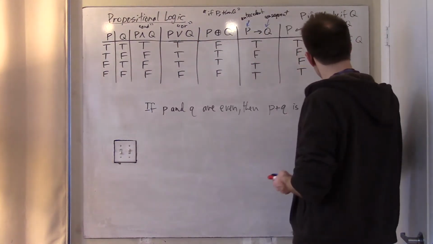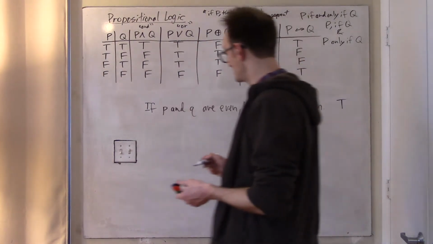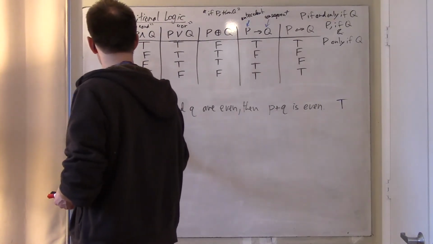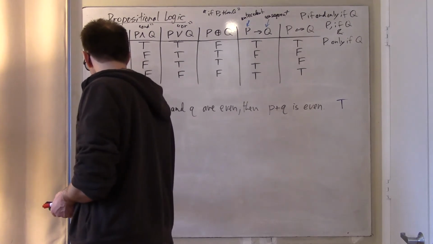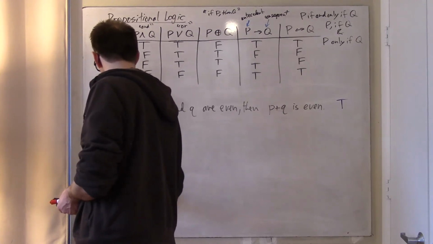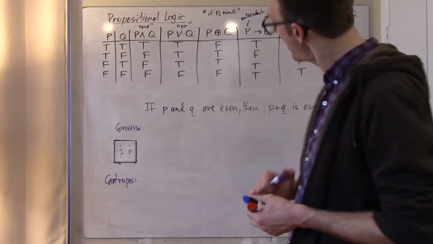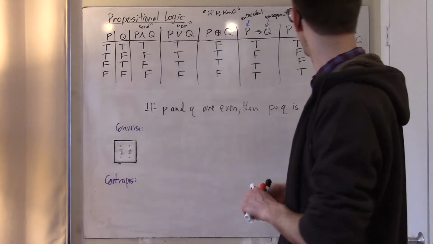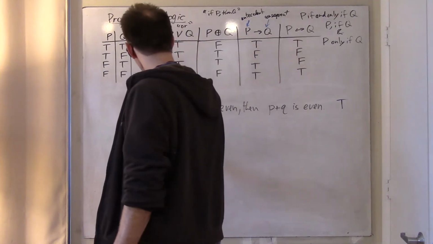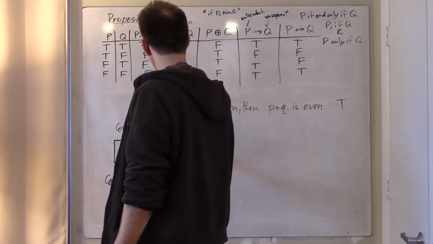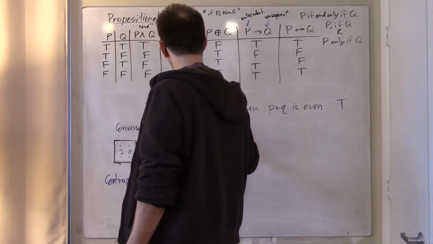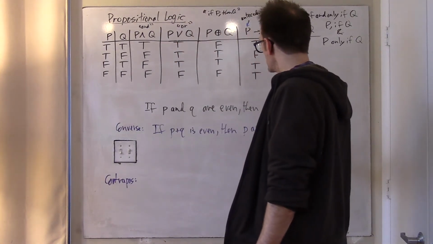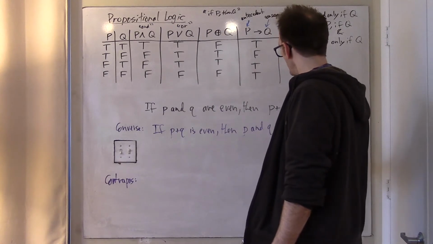Here's the task: construct the converse of this and tell me whether it's true or false, and construct the contrapositive of this and tell me whether it's true or false. All right, well, what's the converse? I think that one's kind of easy. The converse says: if P plus Q is even, then P and Q are even.